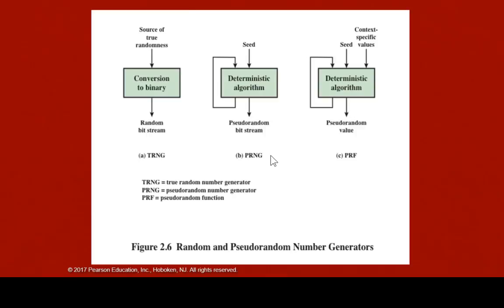Other than the number of bits produced, there is no difference between a pseudorandom number generator and a pseudorandom function. The same algorithms are used in both applications. Both require a seed and both must exhibit randomness and unpredictability. Furthermore, a pseudorandom number generator application may also employ context-specific input.